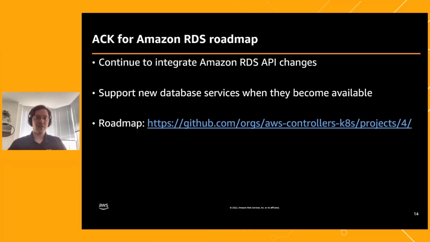So what's up next for the ACK for Amazon RDS controller? We're going to continue integrating Amazon RDS API changes as new functionality becomes available. We're also going to be supporting new database services when they become available as well. This is an open source project, and we're trying to keep an open roadmap. So you can check this out directly on the project webpage. And of course, please leave suggestions for new functionality that you want. The beauty of open source is that you can have a direct say in shaping the roadmap, and we can use that feedback to learn how we can better help manage your database workloads directly from Kubernetes.